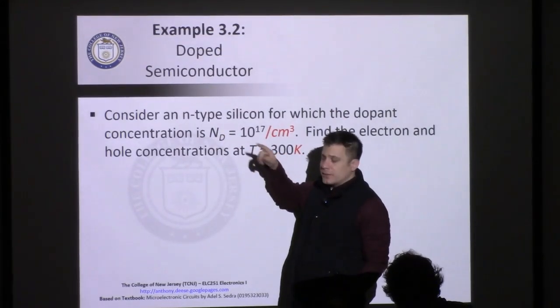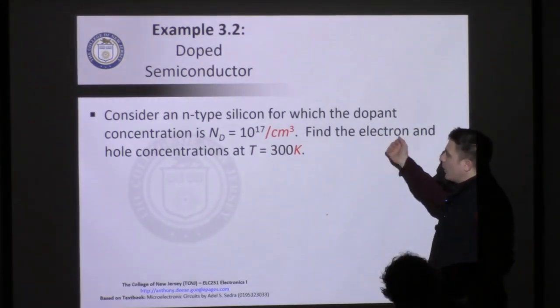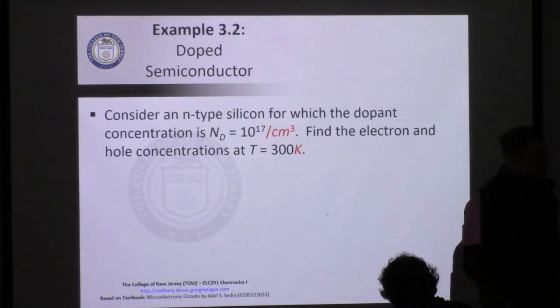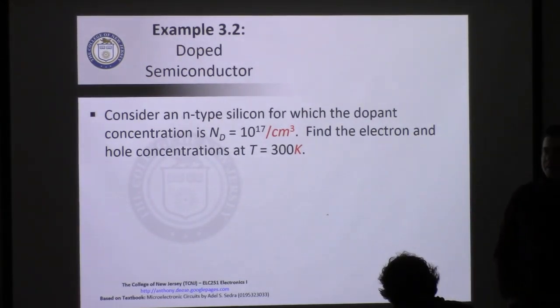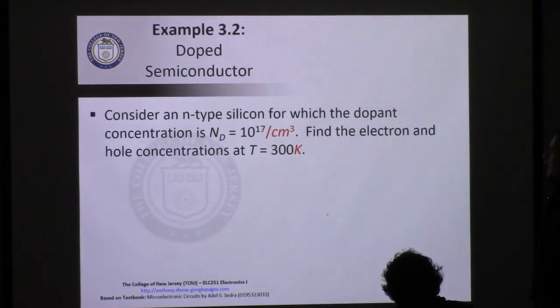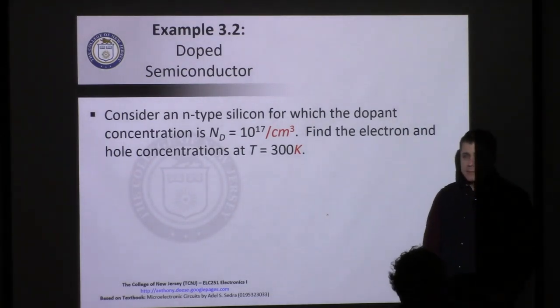Just something to check. So how are we going to solve this? Let's walk through it maybe conceptually first, and then we'll do the math. It's not very difficult. It's really like 2 steps. So it's asking us for the electron and the hole concentration. So which one can we get right off the bat?